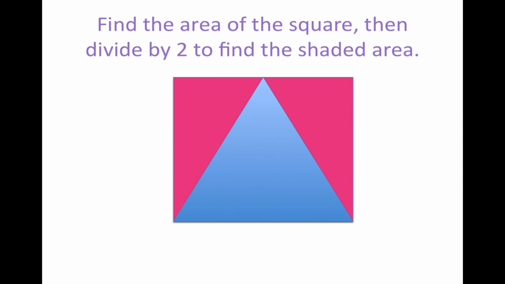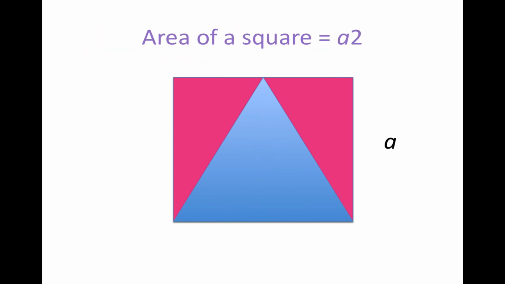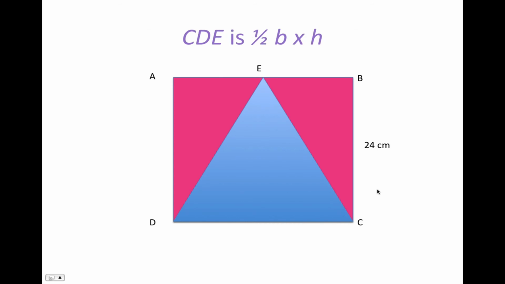So to find the area of the triangle, first we're going to find the area of the square, then we're going to divide by 2 to find the shaded area. So to find the area of the square, it's simply A times A. So if we know what one side is, we multiply it by another side, and that gives us the area of the whole square. And then once we have that, we can just cut that in half because we know that the two pink ones are equal to the blue.